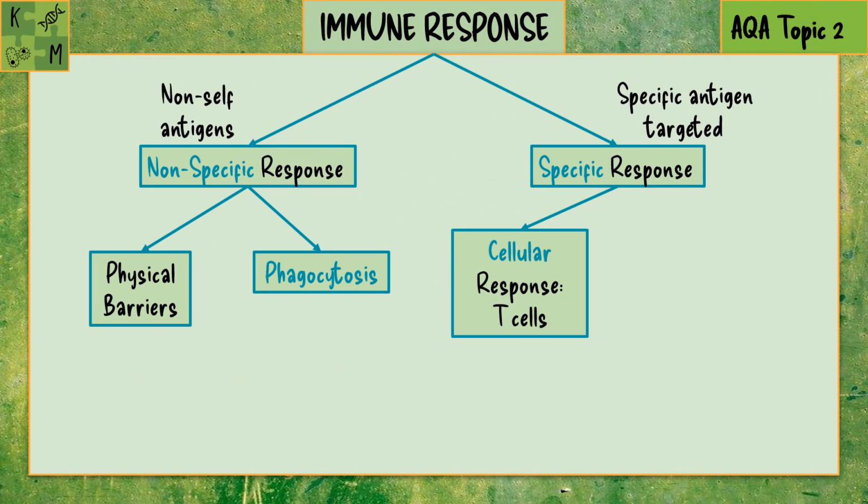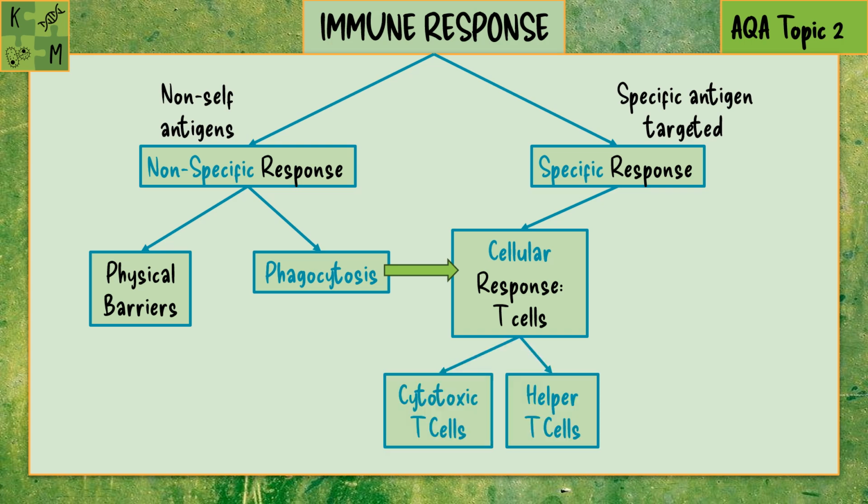So we can see that the cellular response carried out by T cells is activated by phagocytosis and forms part of the specific immune response. There are two types of T cell, cytotoxic T cells and also helper T cells that recruit further white blood cells to the site of infection, including the stimulation of B cells.